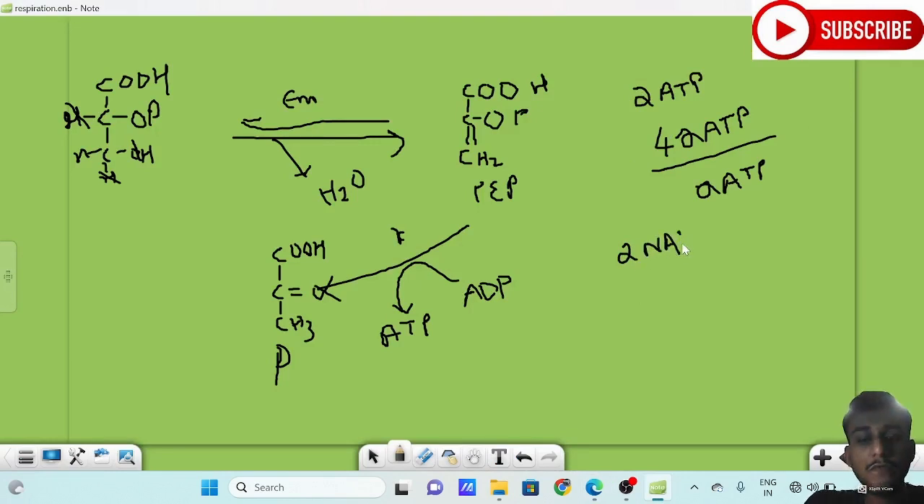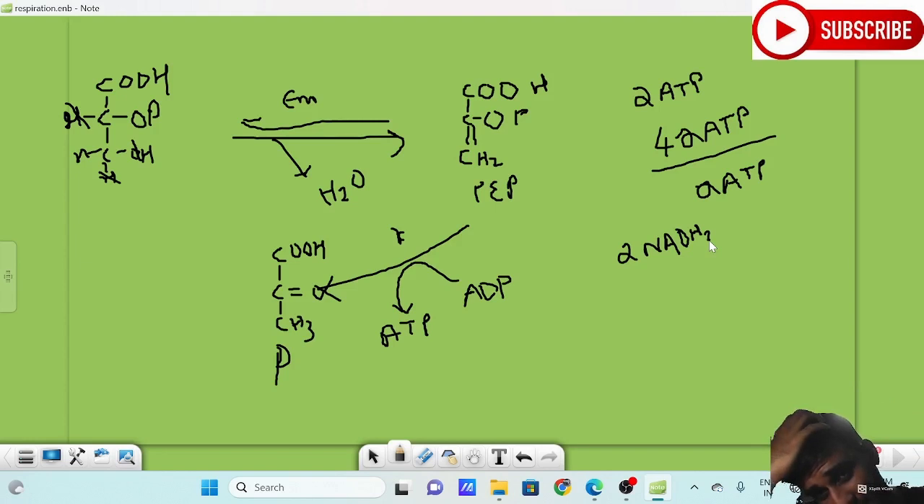What is the use of NADH2? NADH2 is also used to produce ATP in an indirect way, which we will be studying in stage 3 and stage 4 of the aerobic respiration. So this is the end of glycolysis. There are actually a few more things to say after this, and then this part will be over.